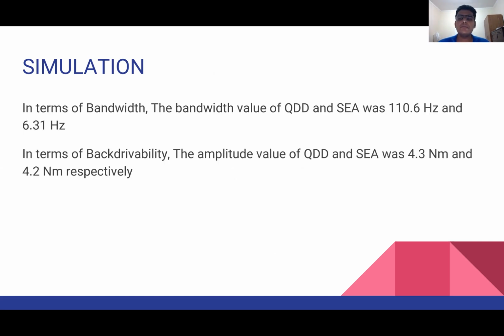Analyzing both Simulink simulations, we see that the bandwidth values of QDD and SEA were 110.6 hertz and 6.31 hertz respectively. And in terms of backdrivability, the amplitude values of QDD and SEA were 4.3 nanometers and 4.2 nanometers respectively. So it pretty much proves our point from the comparison slides that QDD has more bandwidth and backdrivability compared to SEA actuators.